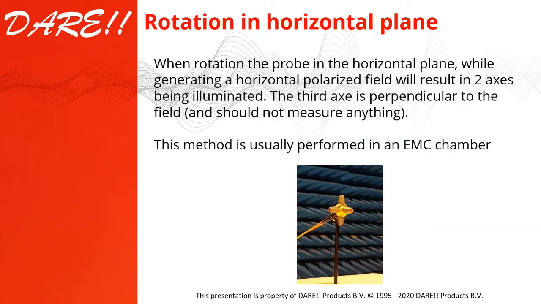Another way to measure the isotropic performance is by rotating the probe in a horizontal plane. Typically, this could be an anechoic chamber where you have a turntable. You put the field probe on top of the turntable on a probe stand, and you rotate the turntable 360 degrees around. When you then illuminate a field with a certain orientation, for example horizontal, 2 of the antenna elements will be illuminated, and the one which is perpendicular should not measure anything.